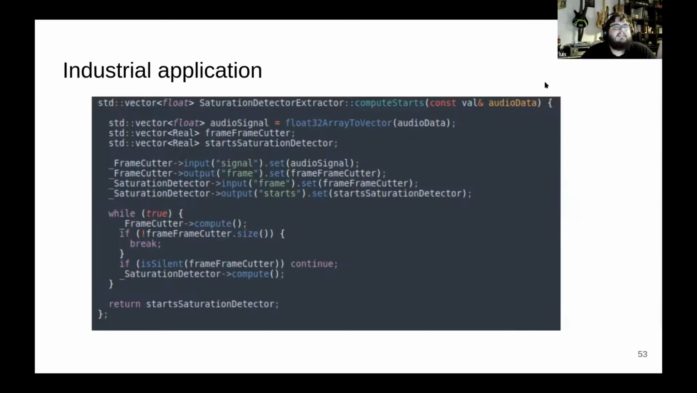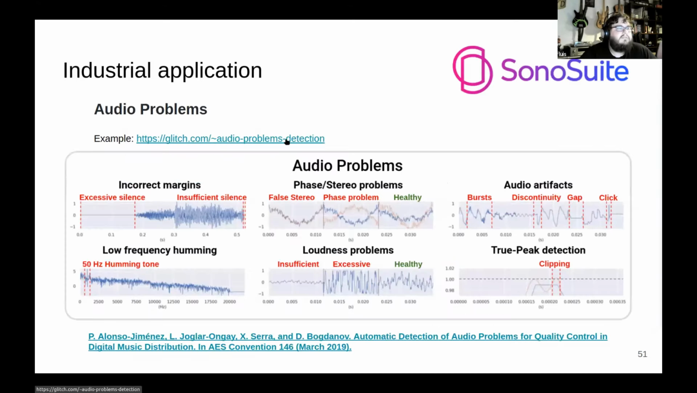Just to show an example of how the compute function would work, for this saturation detector I'm only creating a pipeline with just 2 algorithms, which are the frame cutter and the saturation detector. And here I'm connecting the inputs and the outputs in C++, and then we have a while loop that just runs the algorithms for the whole track, and at the end we return the results.